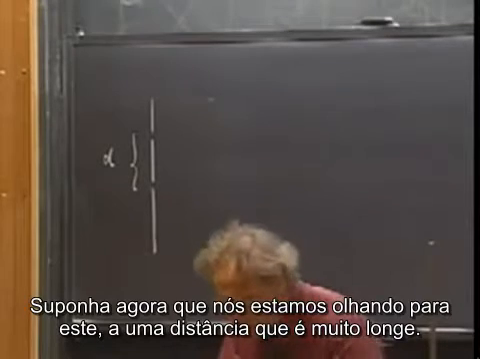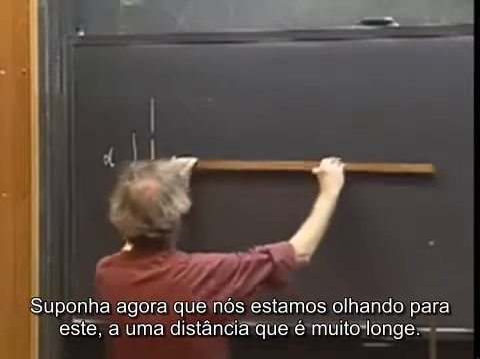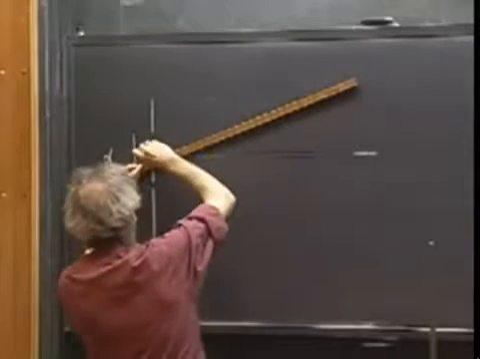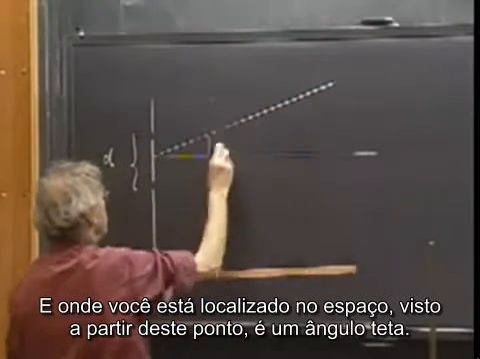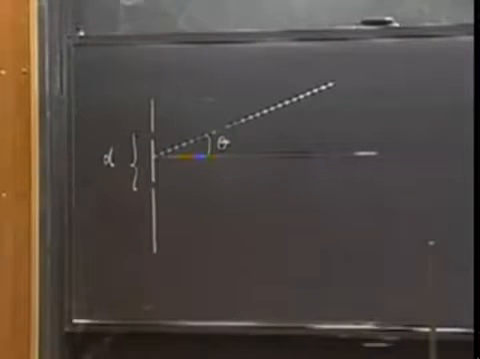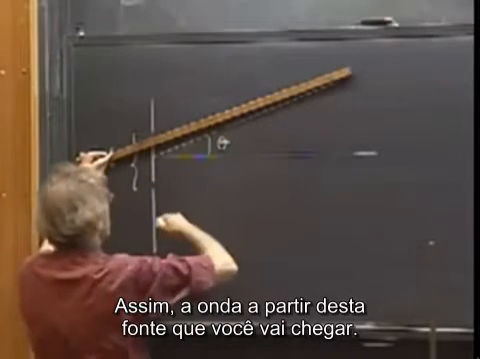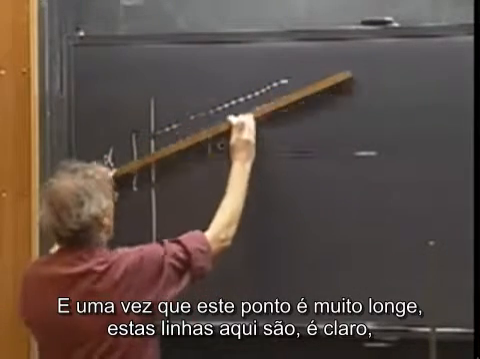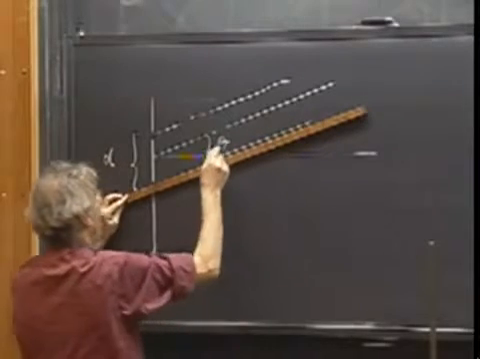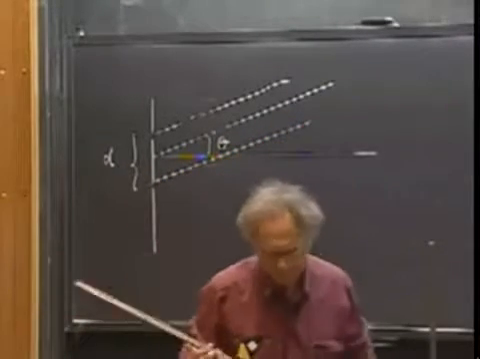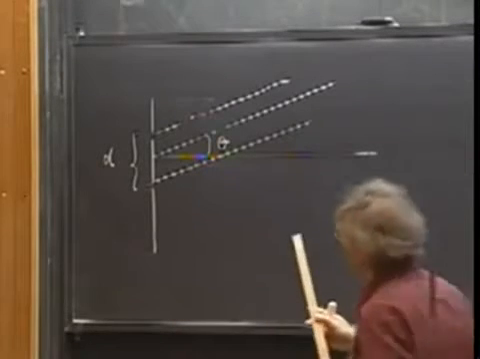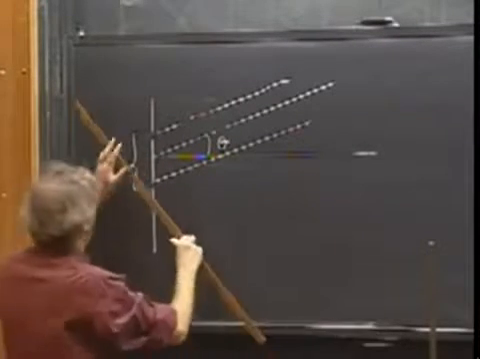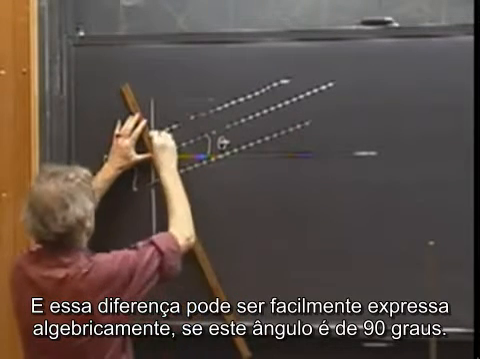Suppose now that we are looking at this at a distance which is very far away. Very, very far away. And where you are located in space, seen from this point, is an angle theta. So the wave from this source will reach you. And since that point is very far away, these lines here are, of course, very close to parallel to each other. The wave that comes from this one has to travel over a larger distance than the wave that comes from this one. And that difference can easily be expressed algebraically.